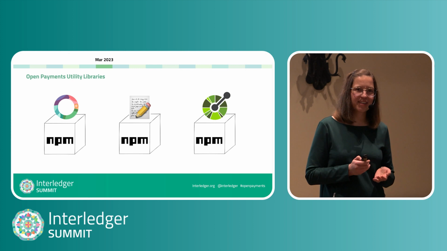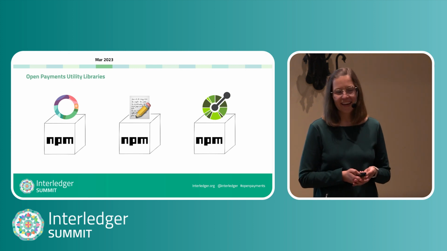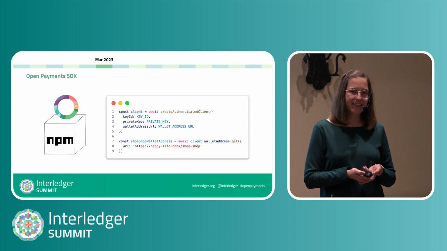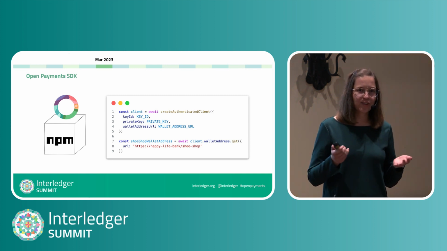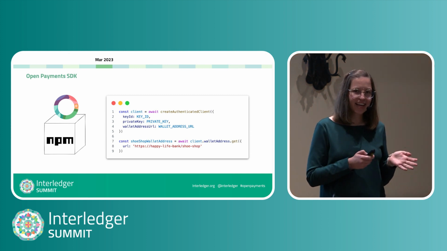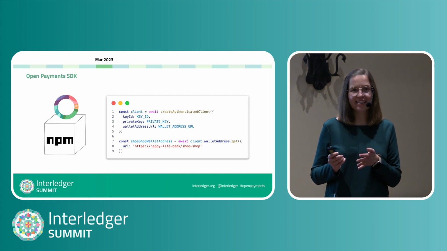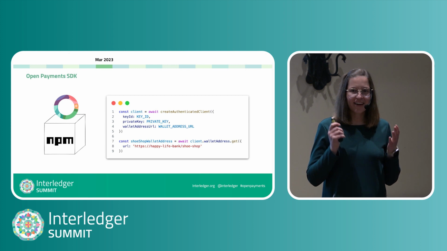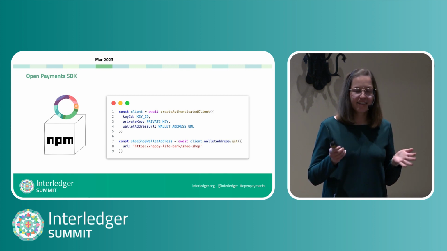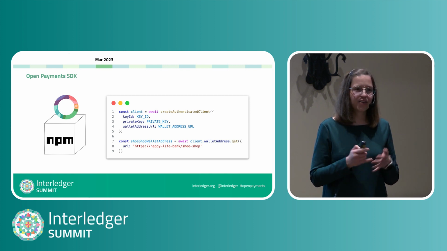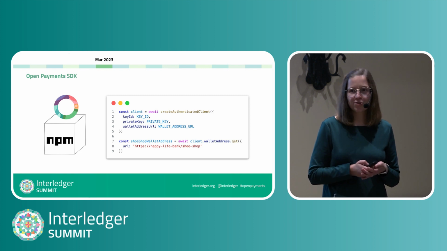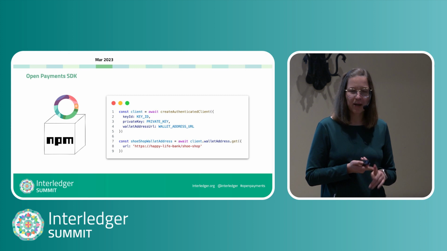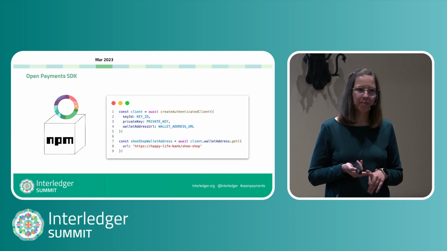The first one is the Open Payments SDK, which was actually spearheaded by Max. The Open Payments SDK allows you to instantiate an unauthenticated client or an authenticated client to then do Open Payments requests. An unauthenticated client is just initiated without anything, and then you can do requests to those resources that are not authenticated. So that is a payment pointer and a public incoming payment.